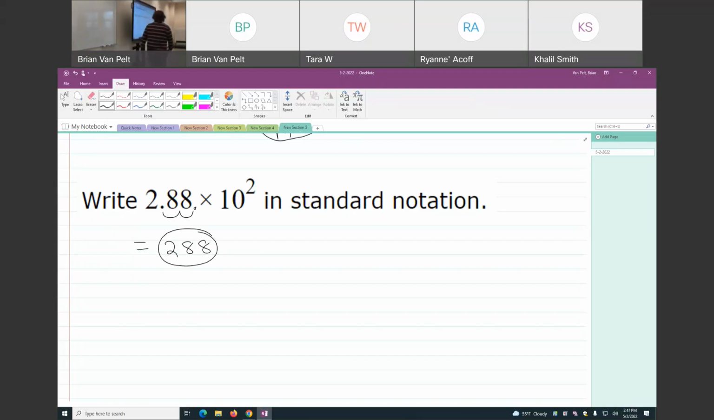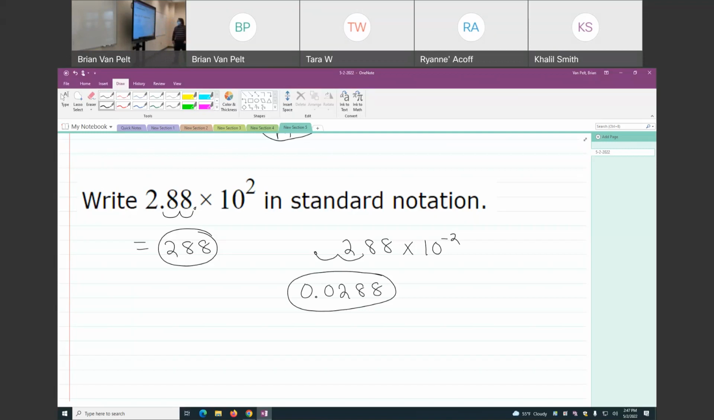What if the problem you were given was this? 2.88 times 10 to the -2. How would you change it to standard notation now? To the left. Now, if that exponent's negative, the decimal goes 2 places to the left. 1, 2. So it's 0.0288. And I always put a 0 in front of them. So notice what the positive versus the negative exponent does. Positive moves things to the right. Negative moves the decimal to the left.